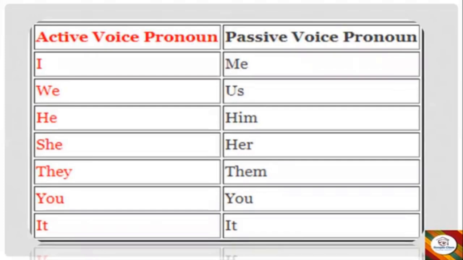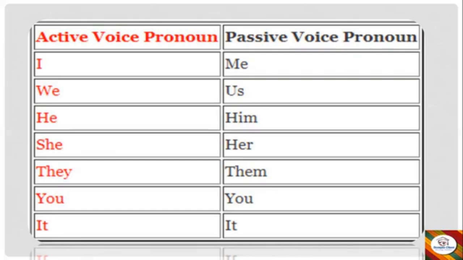Now one more conversion chart is about active voice pronoun to passive voice pronoun. Suppose a sentence is in active voice and the pronoun used is I, and you are asked to change that sentence into passive voice. So that pronoun I will become me in the passive voice sentence. Same way, we will become us. He will become him. She will become her. They will become them. You will remain you and it will remain it. Okay, so this is one more conversion chart when you change from active voice to passive voice.